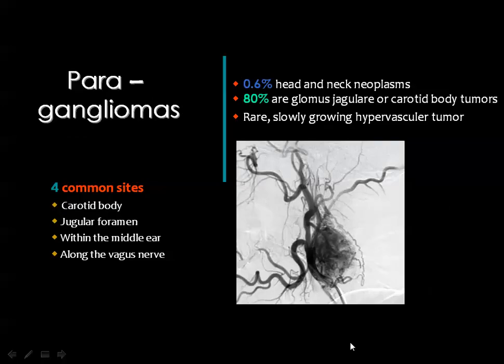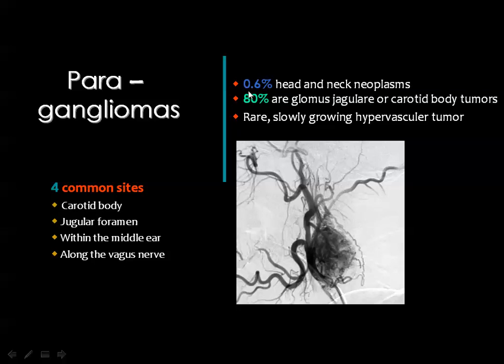The paragangliomas or the glomus tumors or chemodectomas are common lesions in the head and neck, and there are many locations for them. I will discuss this in the infrahyoid neck lecture, but you should know that there are 4 common sites for chemodectomas: the carotid body between the bifurcation of the internal and common carotid artery, the jugular foramen, the glomus jugulare, or inside the middle ear, which is the glomus tympanicum, and along the vagus nerve, and this is known as glomus vagale.